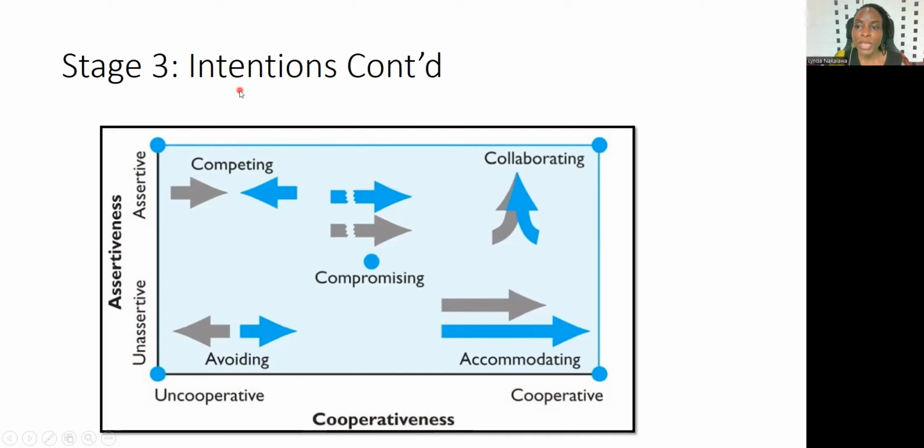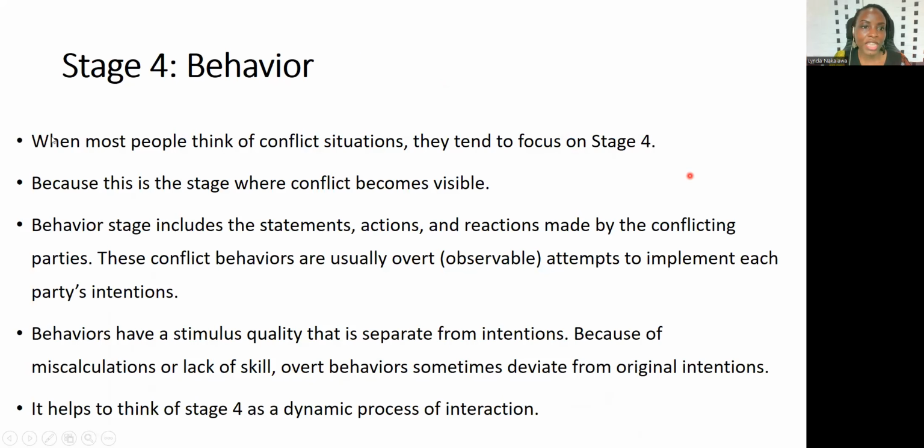Remember here, the outside parties who are observing us have not yet seen anything. We have not yet seen what is happening between Amina and Mr. Bossa. Where we are going to see what happens is in the next step. Stage 4, which is behavior. And the thing is, when most people think about conflict, they go straight to stage 4. They tend to focus on stage 4, the one of behavior, because this is the stage where conflict becomes visible.